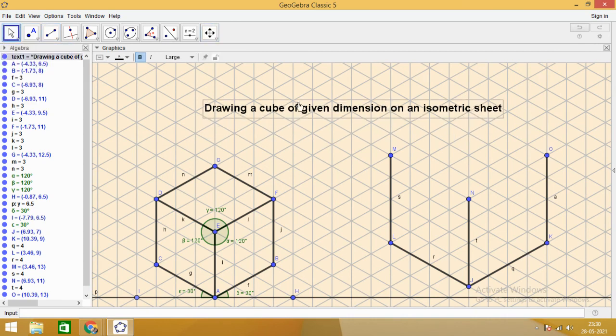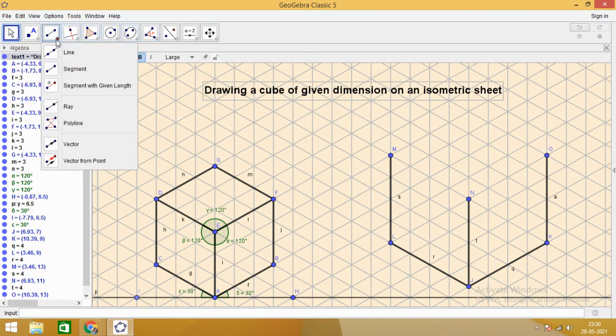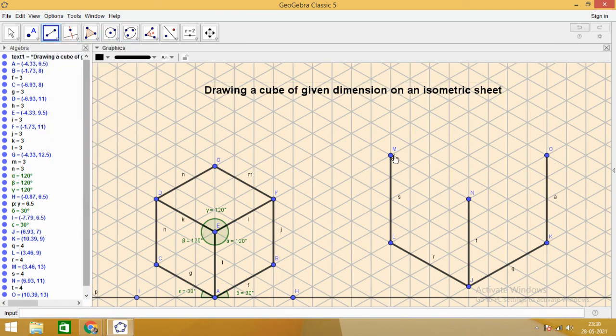So use this software GeoGebra, and you will have a lot of isometric sheets available, and you can practice drawing various three-dimensional shapes. So see how easy it is to draw a cube, isn't it? So in the next video, we will learn how to draw a prism.